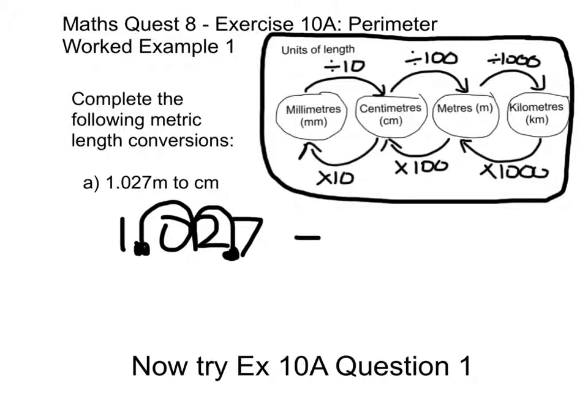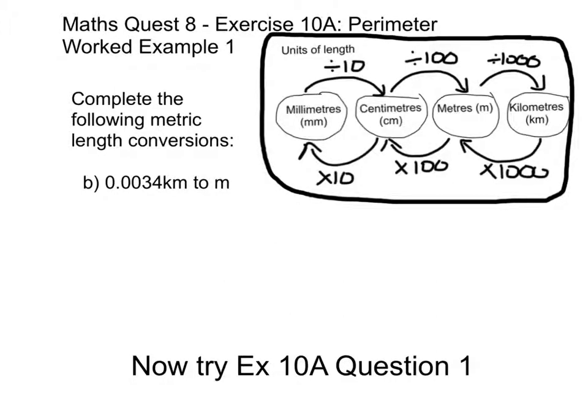So I've got 102.7 centimetres. So what that means is that 1.027 metres is the same as 102.7 centimetres. We've successfully converted it. So if you got that one, good work. Now let's try question B.